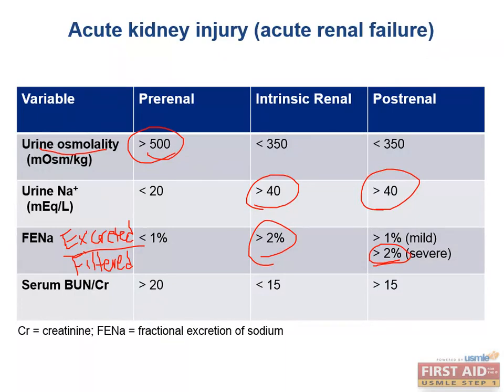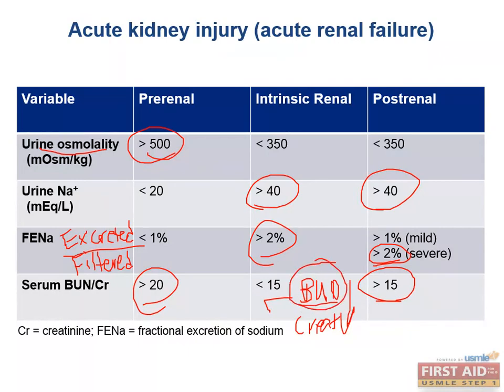Finally, the serum BUN to creatinine ratio can tell you whether the renal failure is pre-renal, because the ratio will be greater than 20 if it's pre-renal. And if it's less than 15, then it can be intrinsic renal, or between 15 and 20, it's post-renal. And remember that in intrinsic renal, the BUN creatinine ratio is low because the kidneys are failing to reabsorb BUN.